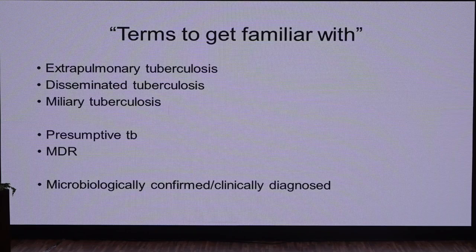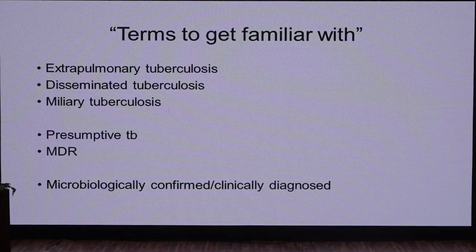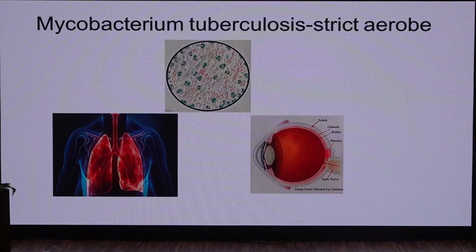Then miliary, all you know. Then presumptive TB: any patient who is having clinical features suggestive of TB, we would label him as presumptive TB. Then MDR, all of you know. MDR means the patient's sample is resistant to the two important drugs, isoniazid and rifampicin. Then we divide the diagnosis as per microbiological confirmation and clinical diagnosis. So our effort should always be to microbiologically confirm each case, but in every scenario it is not possible, so we label the patient as clinically diagnosed as per the clinical scenario.